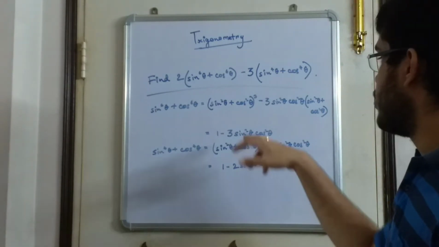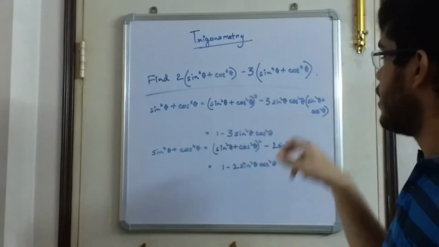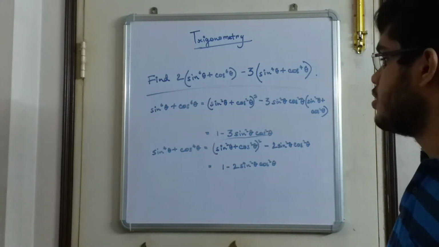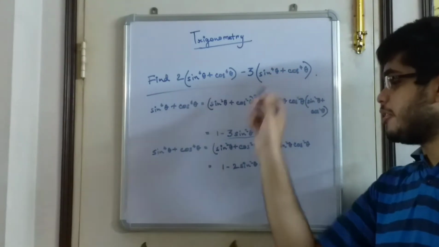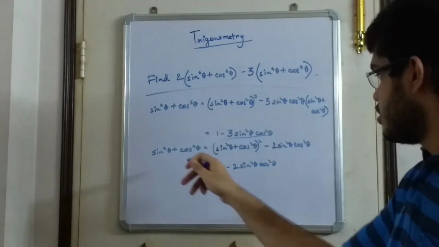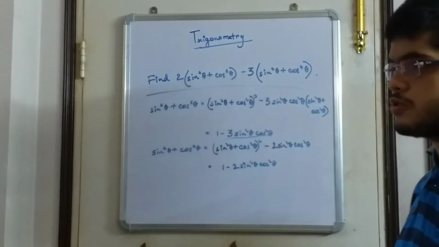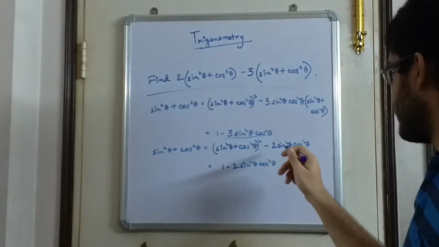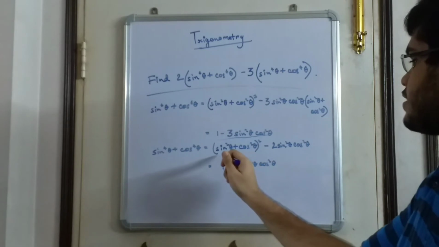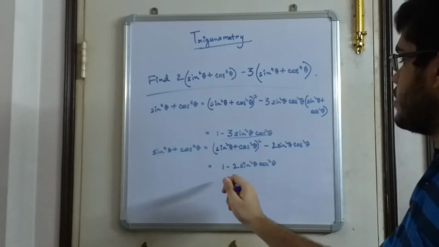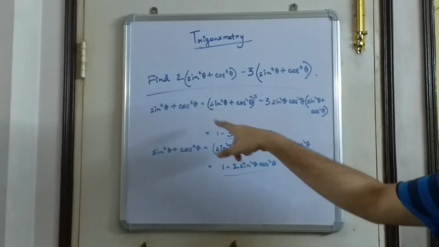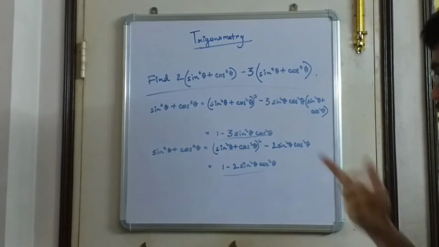Okay, so here it becomes 1, here it becomes 1, and so we get 1 minus 3 sin square theta cos square theta. Same for the second expression, sin to the power 4 theta plus cos to the power 4 theta. Now we are using the formula of a plus b whole square is equal to a square plus b square plus 2ab. So sin square theta plus cos square theta whole square minus 2 sin square theta cos square theta. Again sin square theta plus cos square theta becomes 1, and so this becomes 1 minus 2 sin square theta cos square theta. Now just 2 into this minus 3 into this.